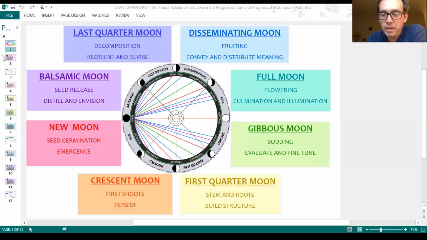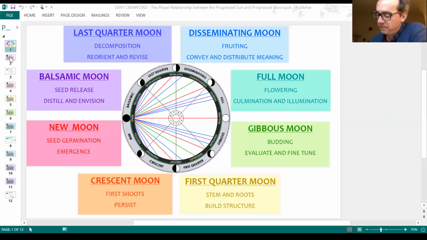decomposing sort of phase leading into the balsamic or dark moon phase, which is more of a phase of release, letting go, clearing things out, envisioning. There still can be important things happening during the balsamic moon phase, which we'll talk about, but it sort of relates then to the meaning of the entire cycle.